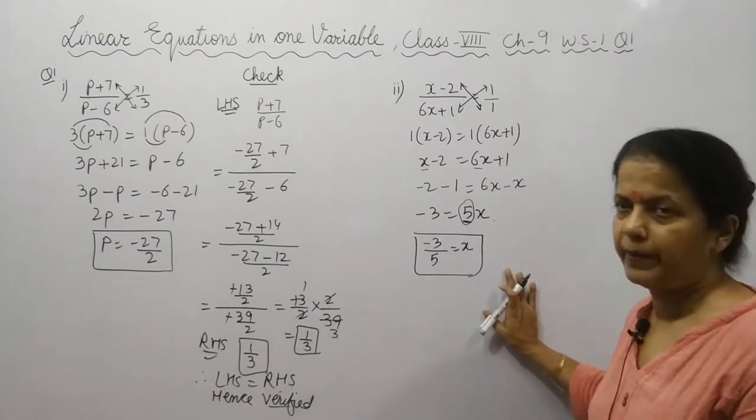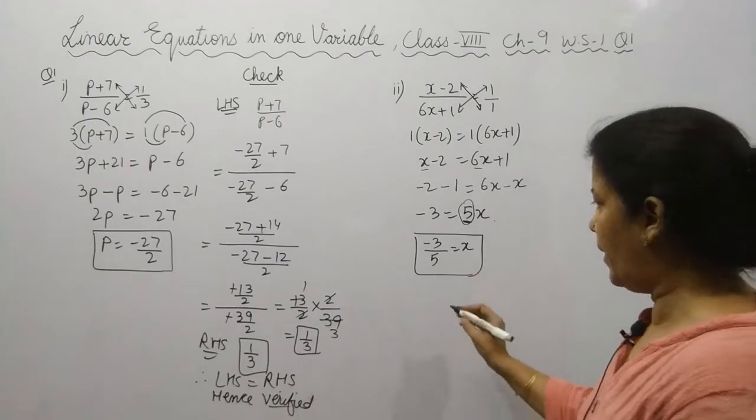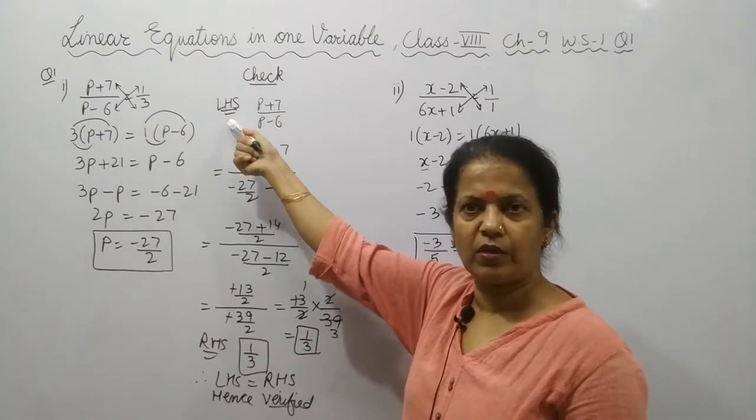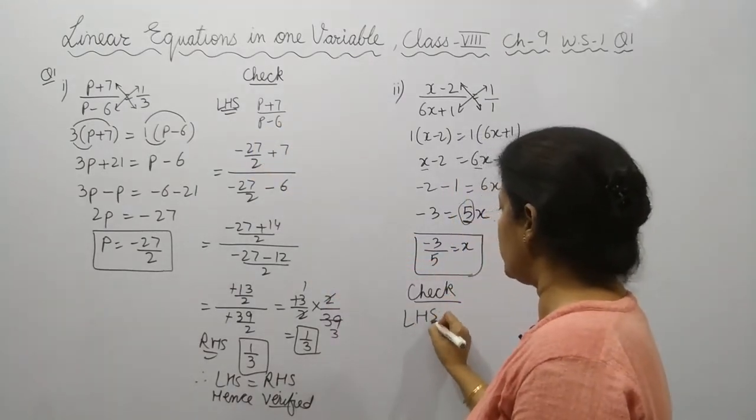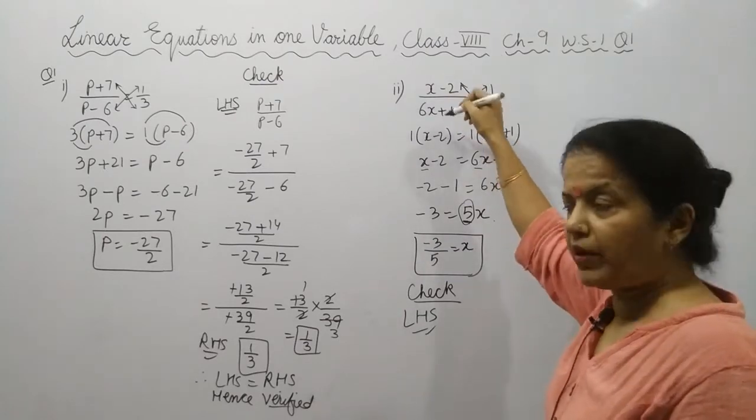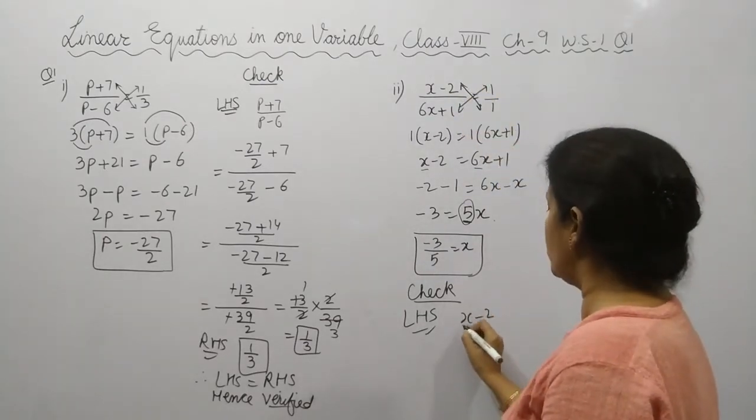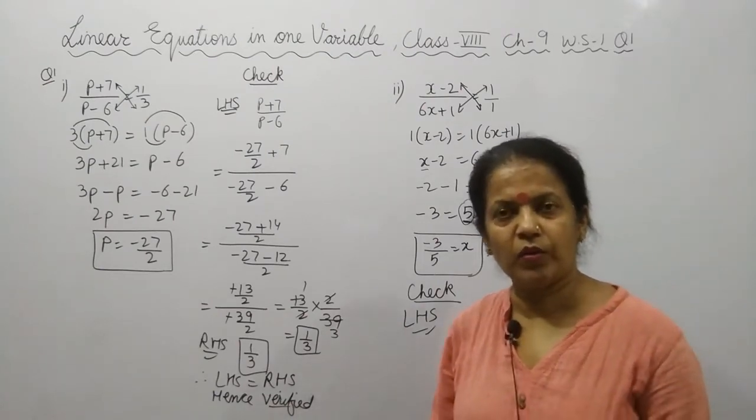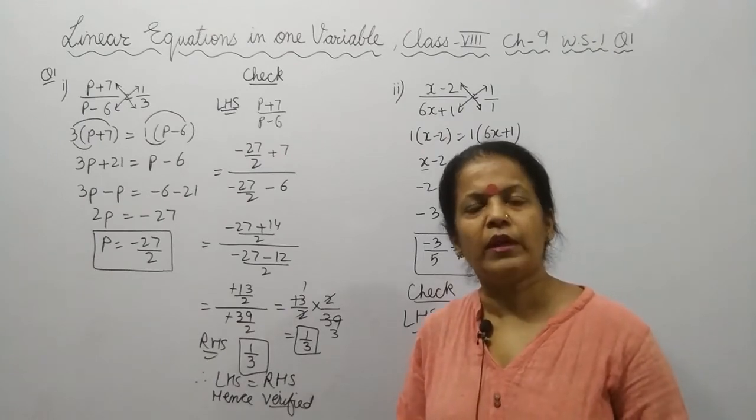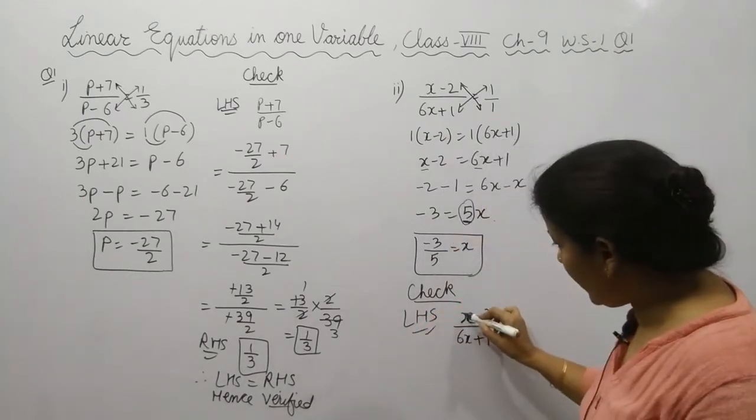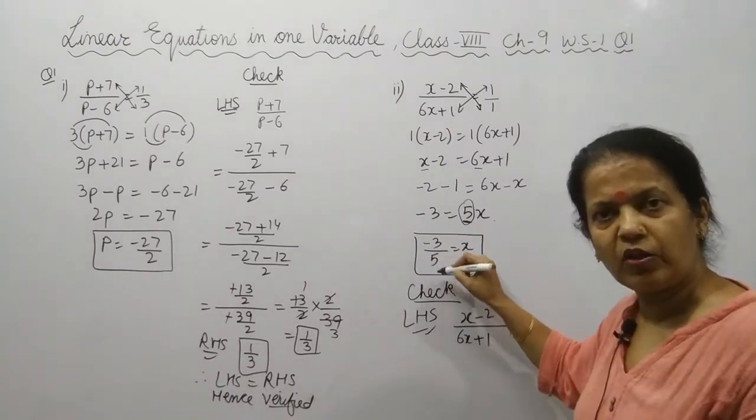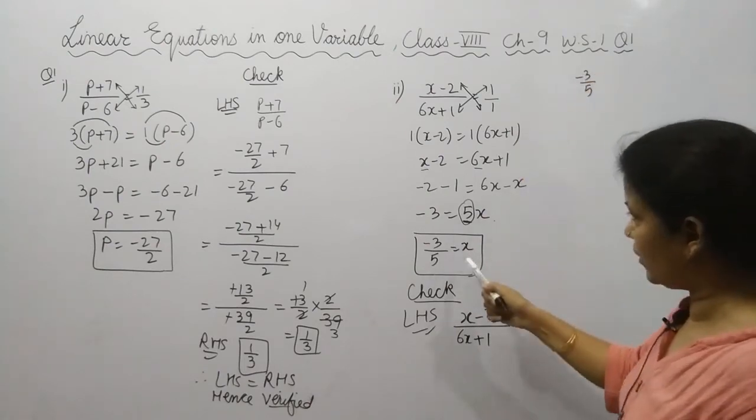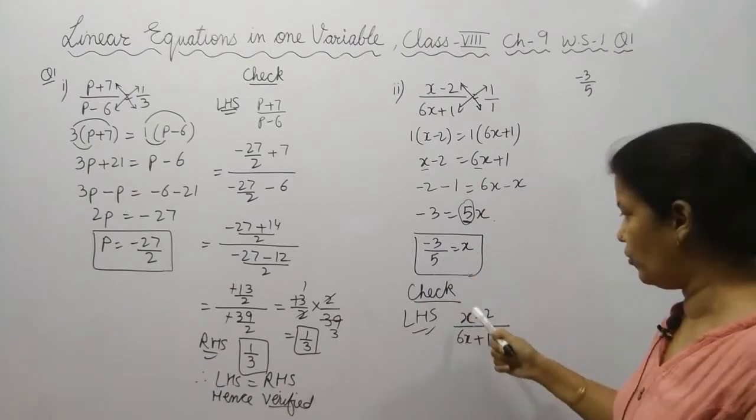Is it clear? Okay. Now, we will do the check part. Again, the same procedure as we did over here. First, we will take LHS. What is LHS? Means left hand side. So, this is x minus 2 upon 6x plus 1. Now, tell me the step which we have to follow in the checking part. Instead of x, you will substitute this value, minus 3 by 5. So, let's have a look. Minus 3 by 5 instead of x, instead of this variable, you will put its value.